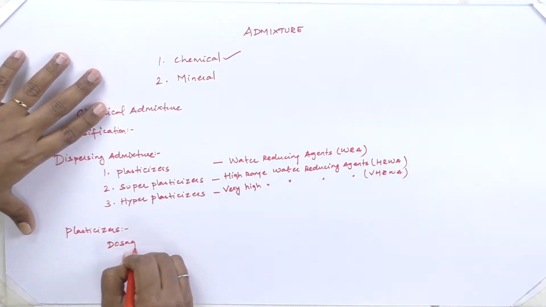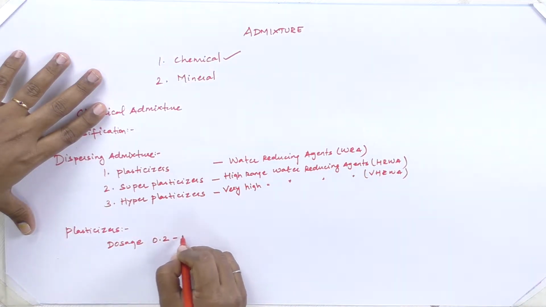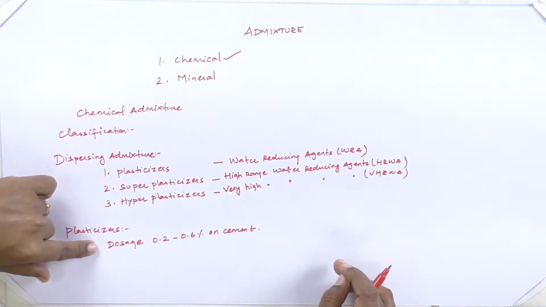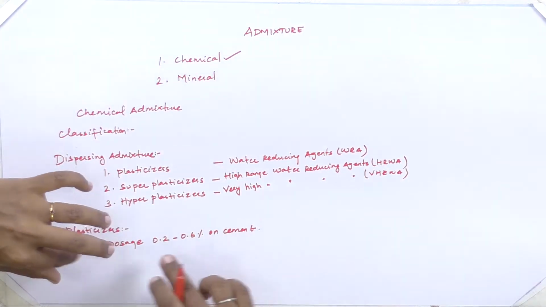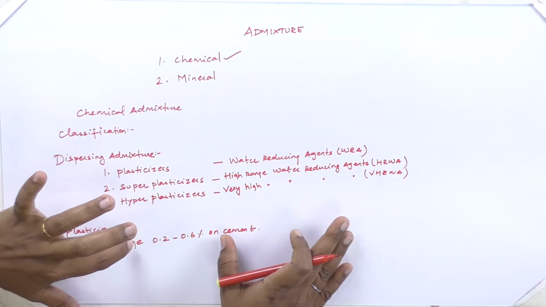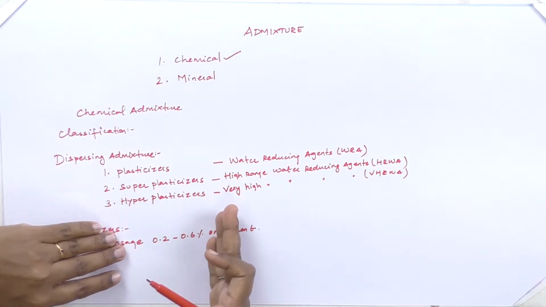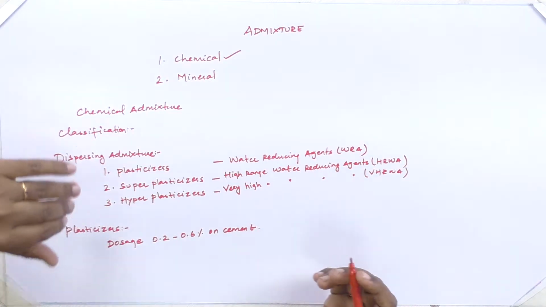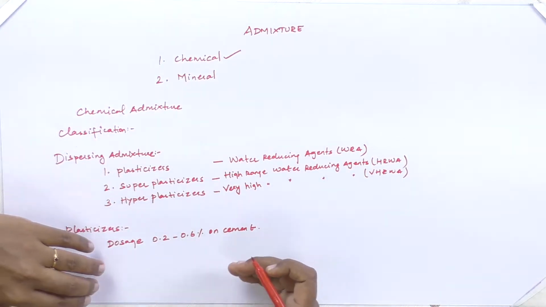The dosage requirement for this plasticizer is 0.2 to 0.6 percentage on cement. That is, we are replacing cement by these plasticizers by 0.2 to 0.6 percentage. This is the optimum range in which we can use the plasticizers in concrete.